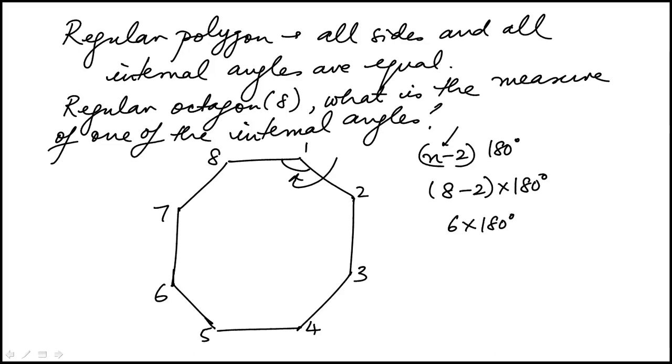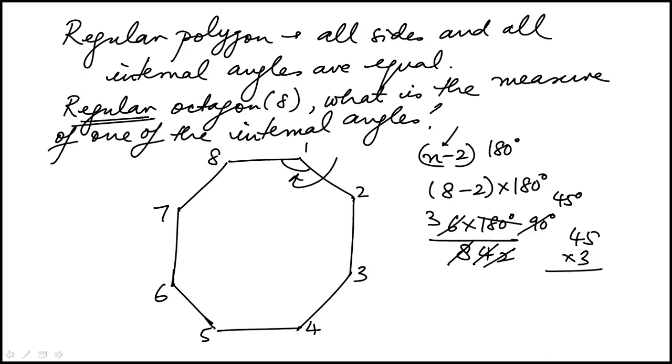And I'm actually going to not multiply this. You'll see a reason. Now to find the measure of each of these angles, because it's regular, all of them are equal, and there are 8 angles, I just need to divide this by 8. And I'm going to reduce this 4, and then 2 and 90, and 2 goes into 90 45 times. So the answer is 45 times 3, and it's 135 degrees. So for a regular octagon, the measure of each internal angle is 135 degrees.